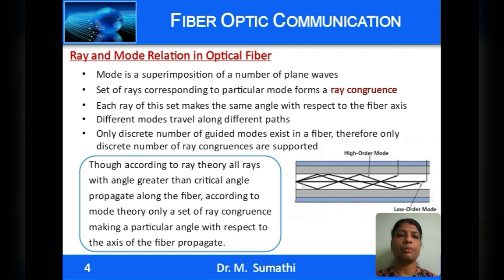So a mode is a superimposition of a number of plane waves, and we have seen in the previous slide, to plane waves we can associate rays which give the direction of propagation. Therefore, for a particular mode, a set of rays is there which forms a ray congruence, and each ray in this congruence makes the same angle with respect to the fiber axis, and different modes travel along different paths as shown in the picture.